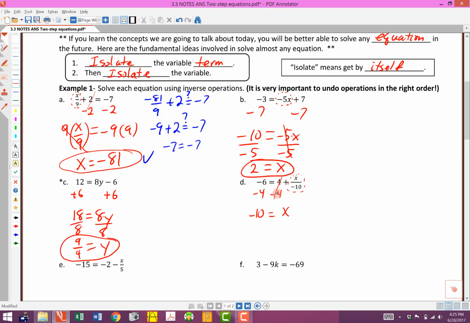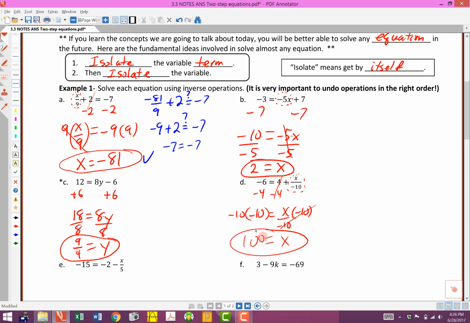We're left with that variable term because those cancel out to be 0. So that's x divided by negative 10. So I've got x over negative 10 equals negative 10 over here. I need to undo that dividing by negative 10, so I'm going to times both sides by negative 10. Negative 10 divided by negative 10 is positive 1. Those cancel to be 1. And I end up with a 100 over here.